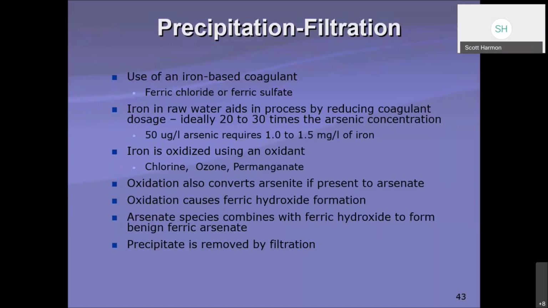For it's 1 to 1.5 milligrams of iron for 50 µg/L of arsenic. Iron is oxidized using an oxidant. So in this particular treatment process, you can oxidize with chlorine, ozone, or potassium permanganate. Oxidation also converts arsenite, if it's present, to arsenate, which is much more easily treated.